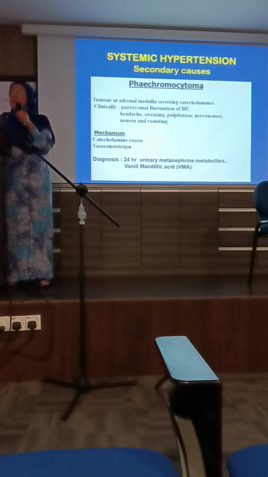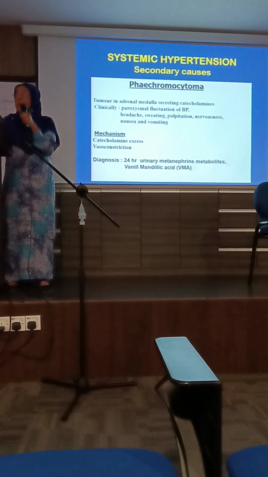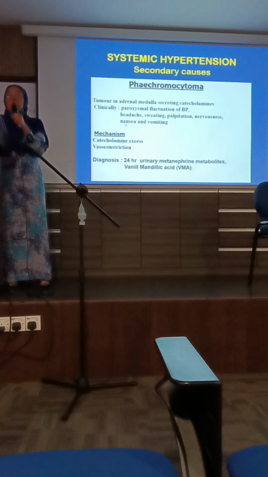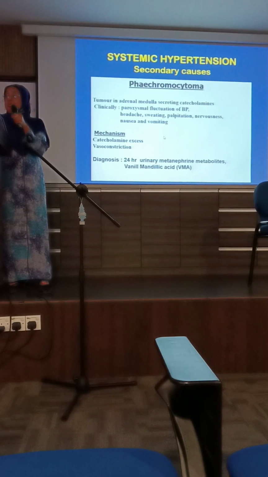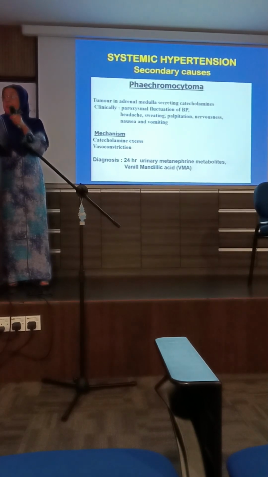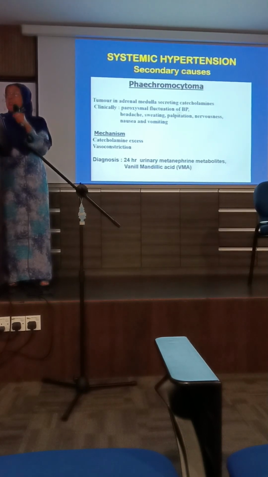So it causes high blood pressure, but characteristically it is paroxysmal, sometimes up, sometimes down, and it's associated with other signs and symptoms of increased catecholamines: headache, sweating, palpitation, nervousness, nausea, vomiting. So the keyword here is paroxysmal fluctuation of BP. The mechanism is catecholamine excess, which leads to vasoconstriction.